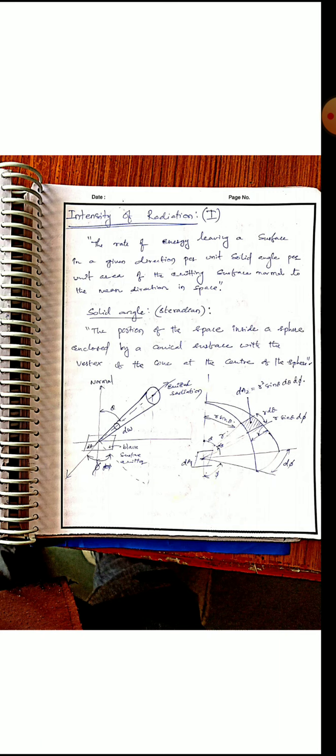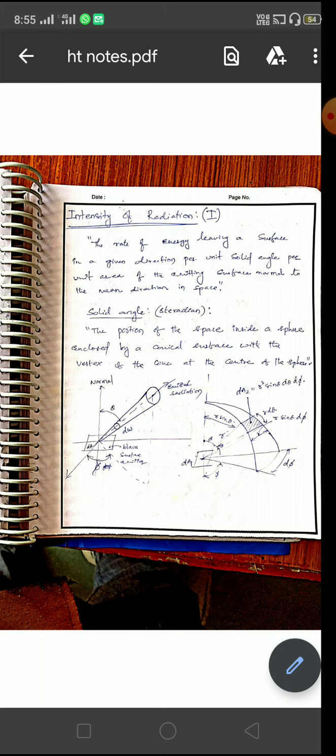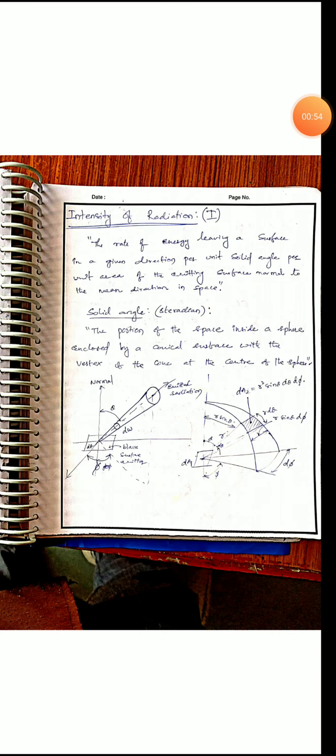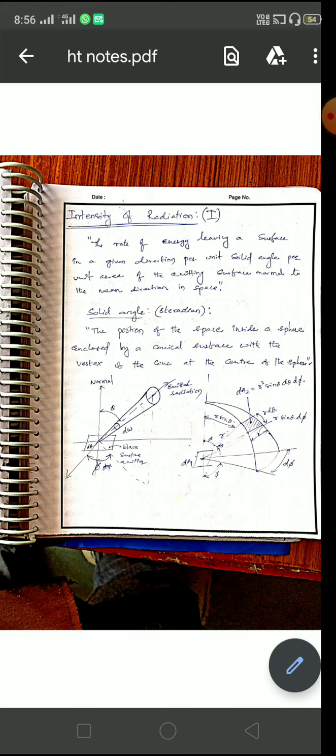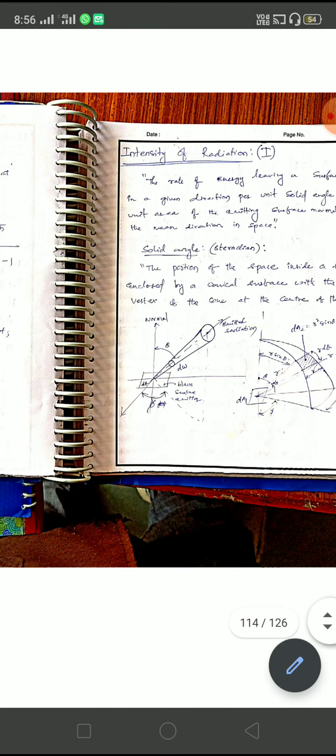Next, solid angle. We calculate the solid angle as the surface area divided by the square of the radius. The surface area is a curved surface area bounded by the square of the radius of curvature. That gives the solid angle, and these are the two figures. You just go through these two, and here we write only the expression for the intensity of radiation.